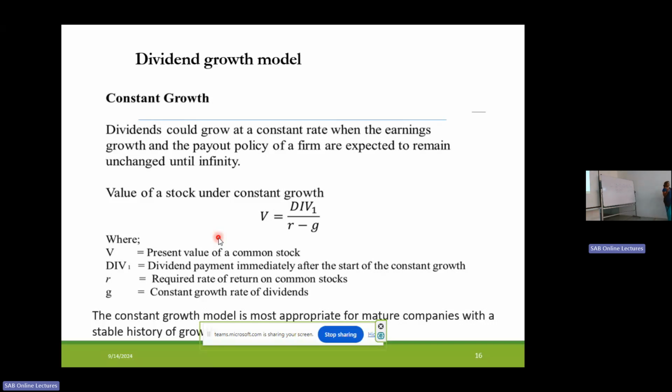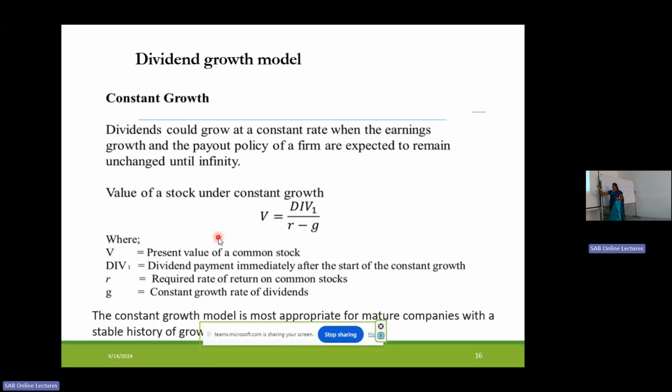This model we call the Gordon model, because it was initiated by a person called Gordon. So you can see some texts using the Gordon model for this constant growth model, and sometimes the constant dividend growth model. Constant growth model. Same meaning. Right.